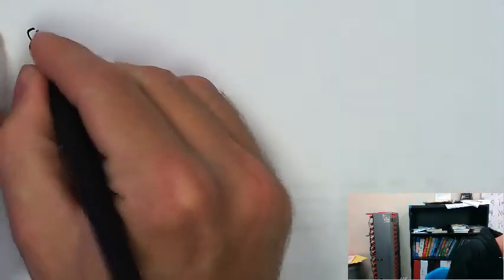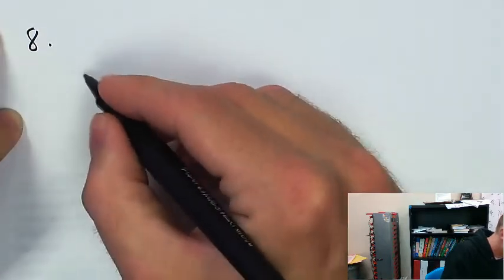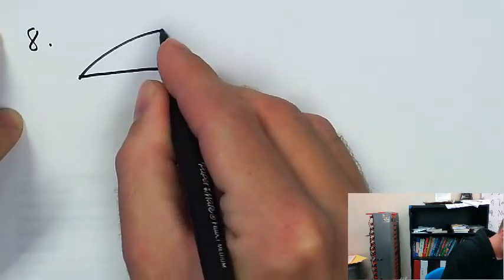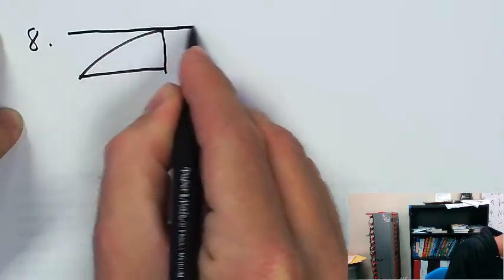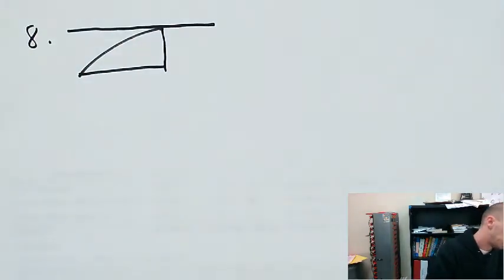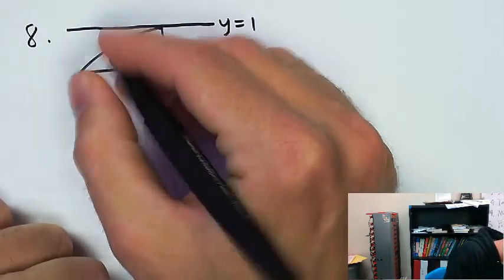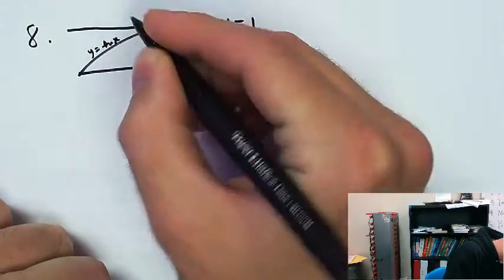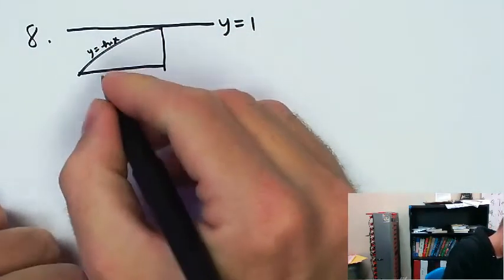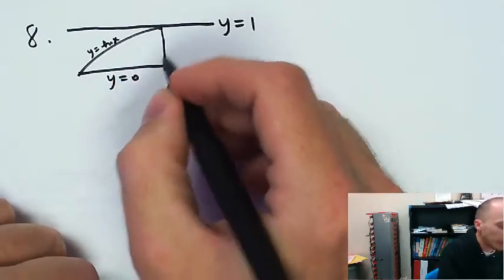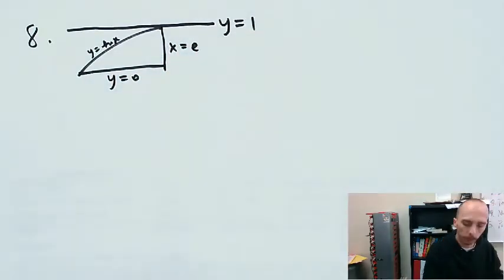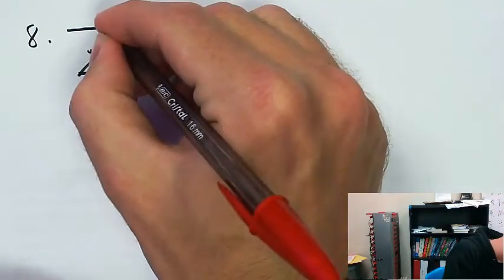All right. Number 8, we're going to rotate C around y equals 1. Okay, so C looks like this. y equals 1 is going to come through right there. I'll label this. C is bounded by y equals log x, and then that's y equals 0 right there, and then that's x equals e. Might even label that also.